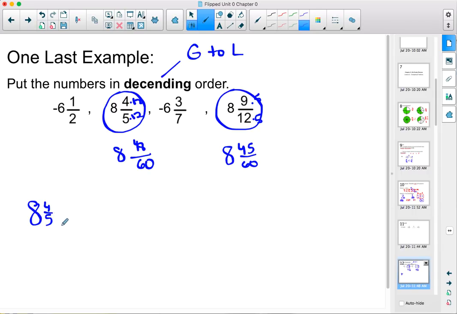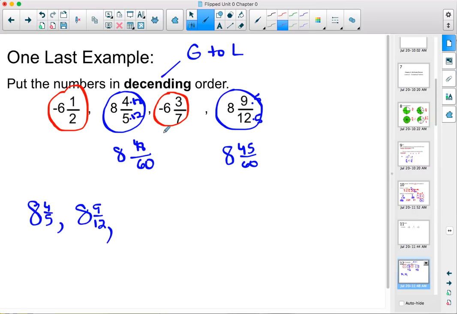Always remember, we are writing our original numbers in our final answer. That means 8 and 9/12 comes next. You might be tempted to simplify that 9/12, but do not, because the original number calls for the unsimplified version, okay? All right, now we're going to switch colors. We're going to talk about our negatives. I have -6 and 1/2, -6 and 3/7.